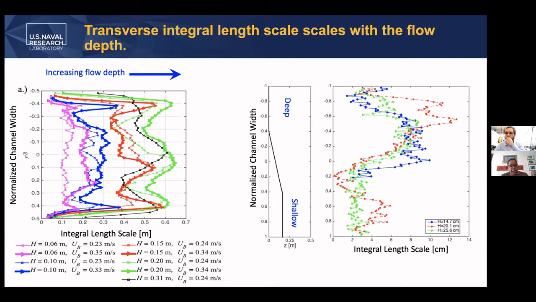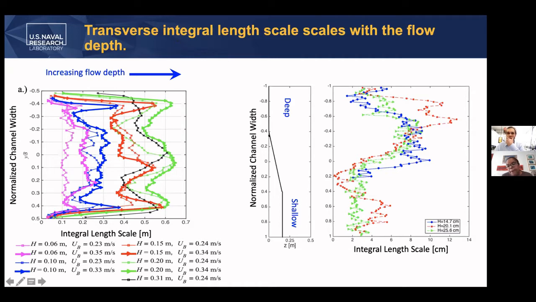when I calculated the integral length scale from my free surface turbulent velocity field measurements, I saw that there was a correlation with flow depth. This is the integral length scale. This is plotting across the normalized channel width. In pink are my 6 centimeter cases, blue is my 10 centimeter cases, red is my 15 centimeter flow depth, and my 20 centimeter flow cases are in green. You can see that the integral length scale is scaling with the flow depth.